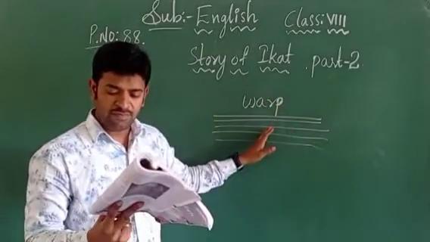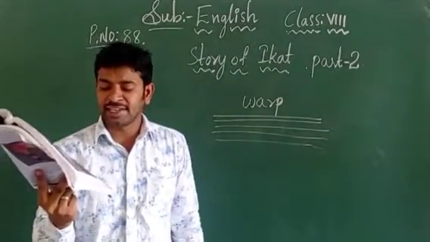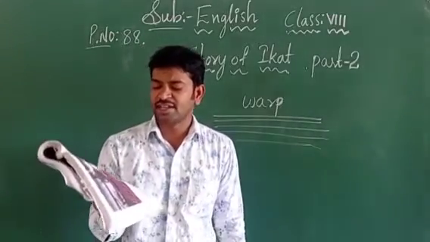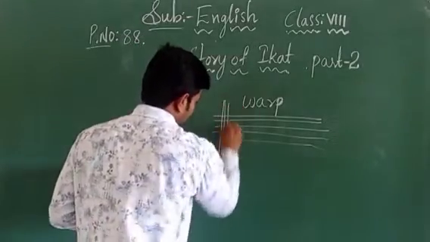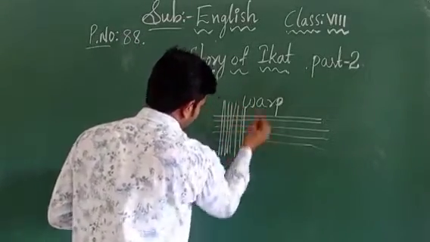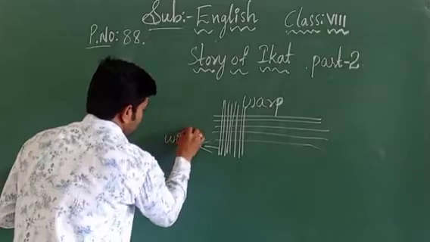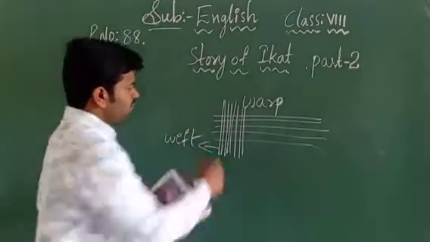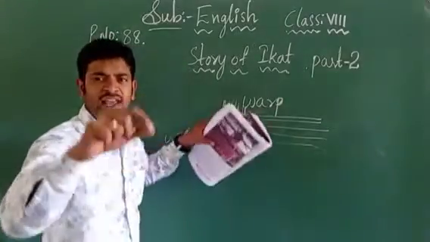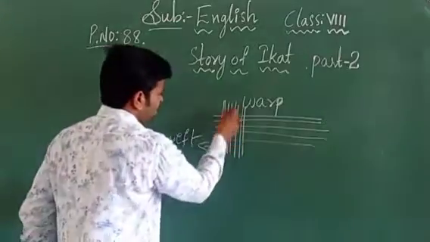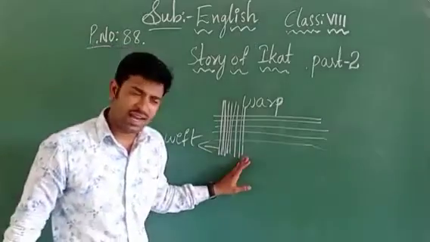The threads which are stretched lengthwise are called warp, and threads intersecting them widthwise are called weft. Okay, so intersecting these threads. This is called weft, children. W-E-F-T. This is called weft. Yes, when the threads are arranged in this way, some threads are stretched lengthwise, and the remaining threads intersecting these stretched lines are called the weft.